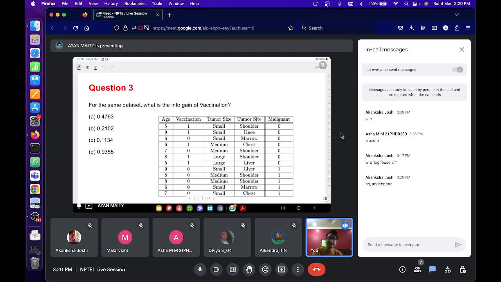Now question 3. For the same data set for which we just calculated the entropy, you now have to find out the information gain for the variable vaccination. In the previous question we found the entropy for malignant, which is the decision variable here. If we want to split with respect to vaccination, we first have to find the information gain for this variable. So what will be the information gain for vaccination?